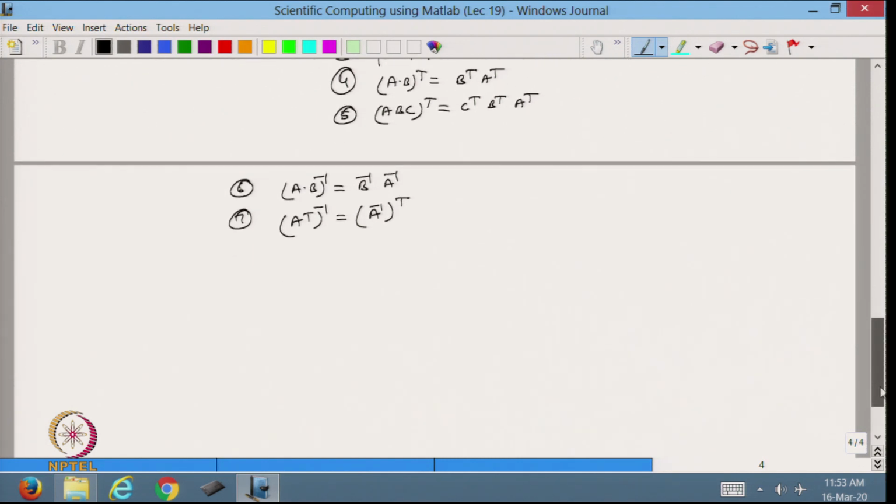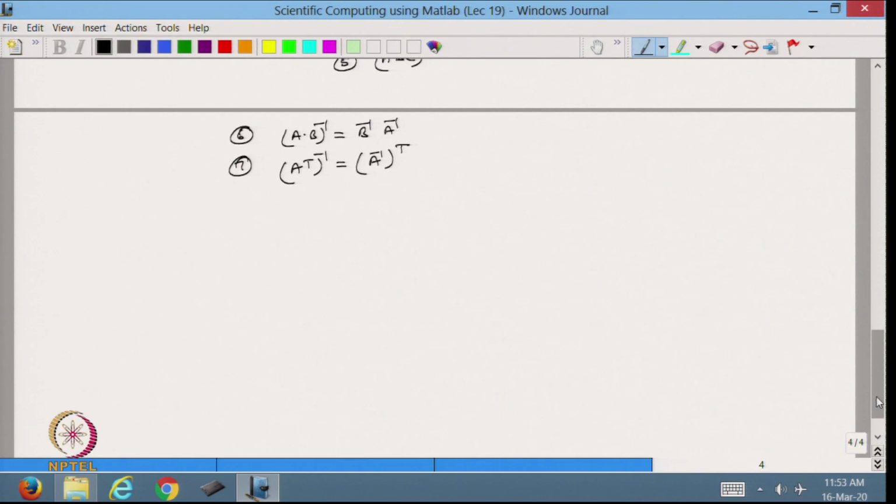Now, we start with the main course, and that will deal starting with the elementary operation. Elementary transformations.